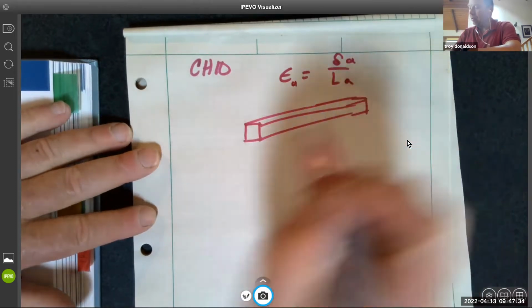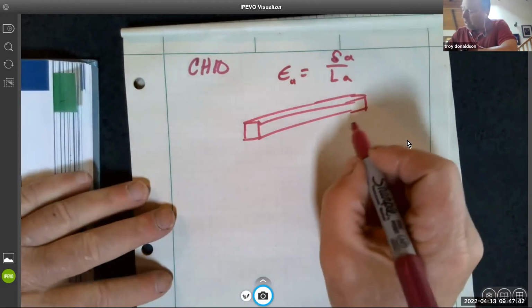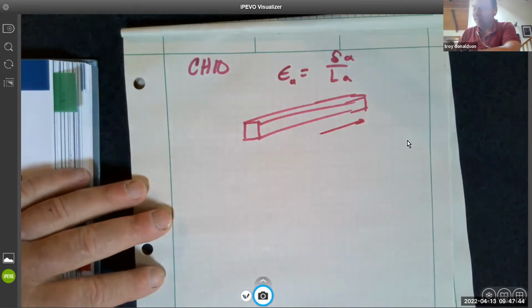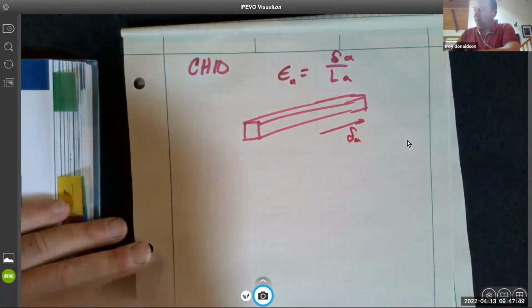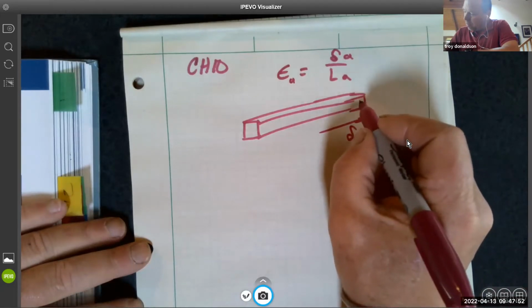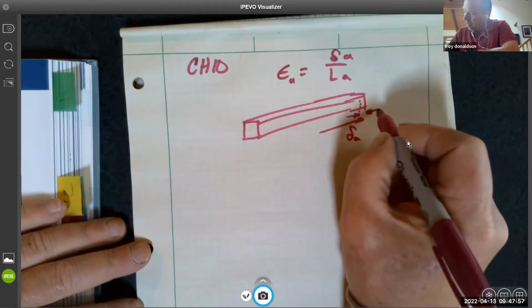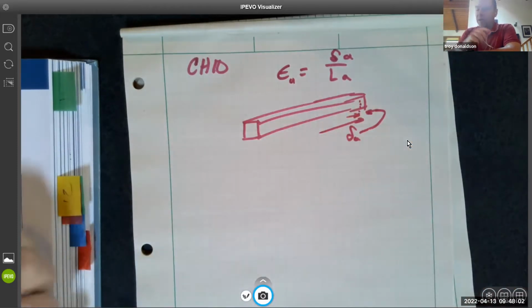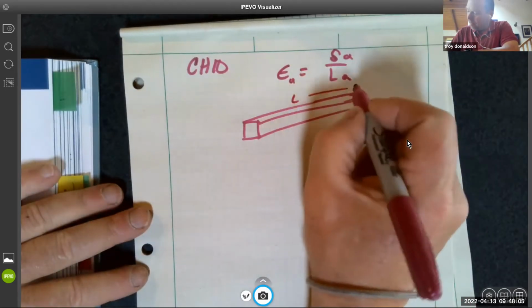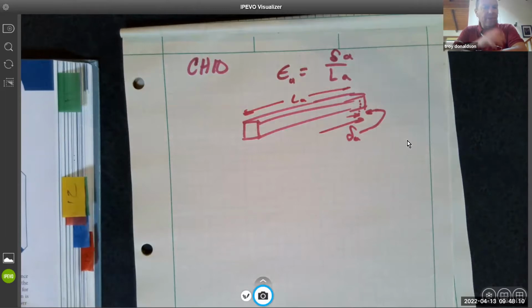We probably should start to put a little bit of notation so we understand which way we're thinking. So the axial strain is going to be how much it changes along its axis. And that could be very small, this little delta change. The length axial is going to be the overall length. So that's kind of what we've done so far.